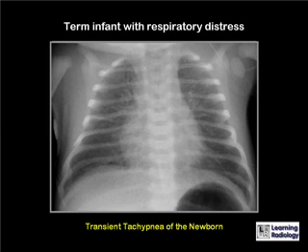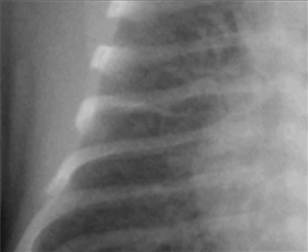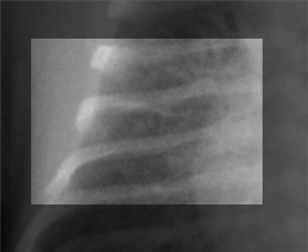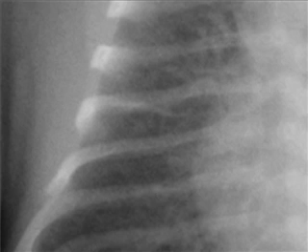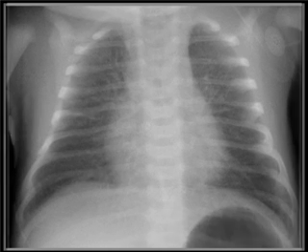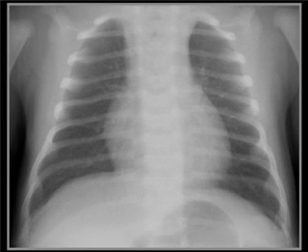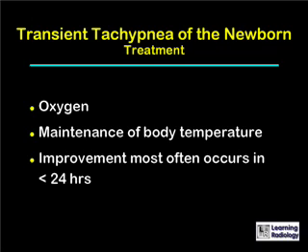This is an example of transient tachypnea of the newborn. You can see that there is thickening of the minor fissure, representing fluid in the minor fissure, and there is prominence of the interstitial markings. Frequently, there may also be laminar effusions present. This is the same infant shortly after the first image was taken, in which all of the findings have disappeared. The treatment for transient tachypnea of the newborn includes oxygen, maintenance of the body temperature, and improvement usually occurs within the first 24 hours.